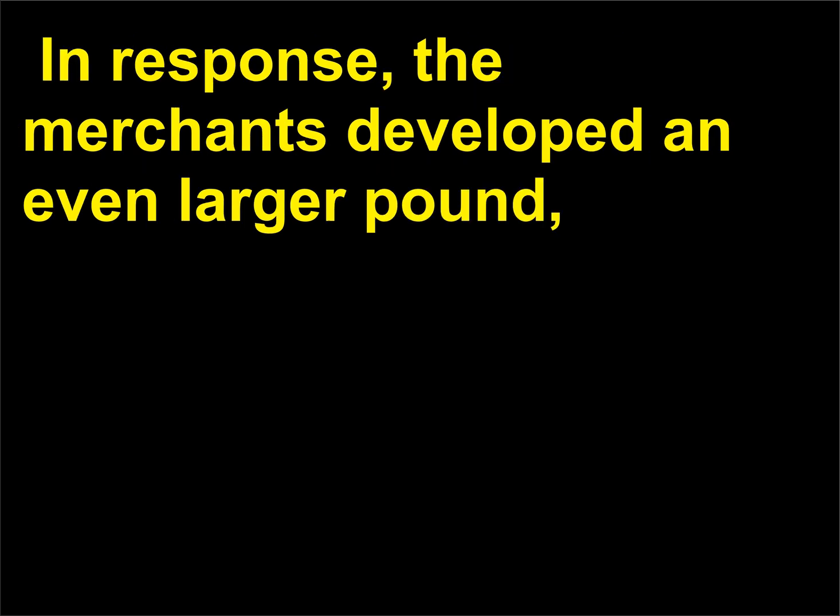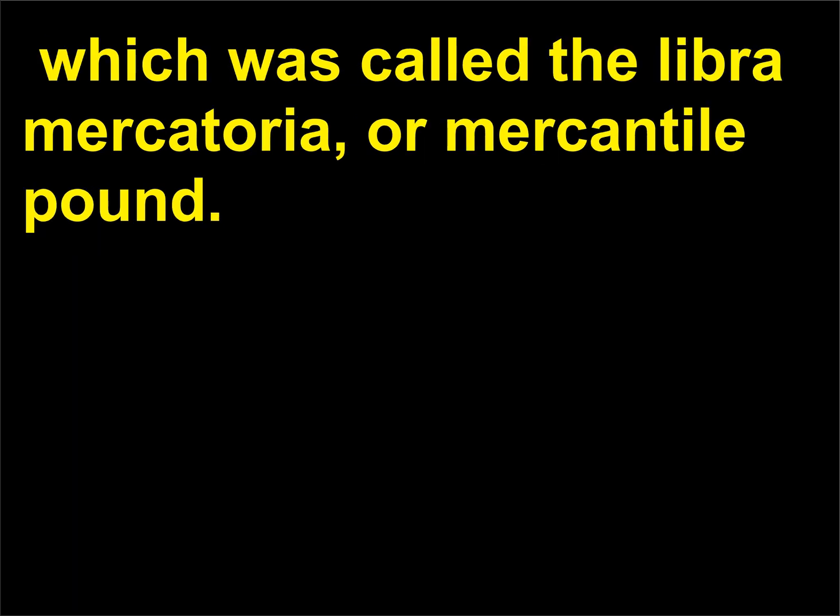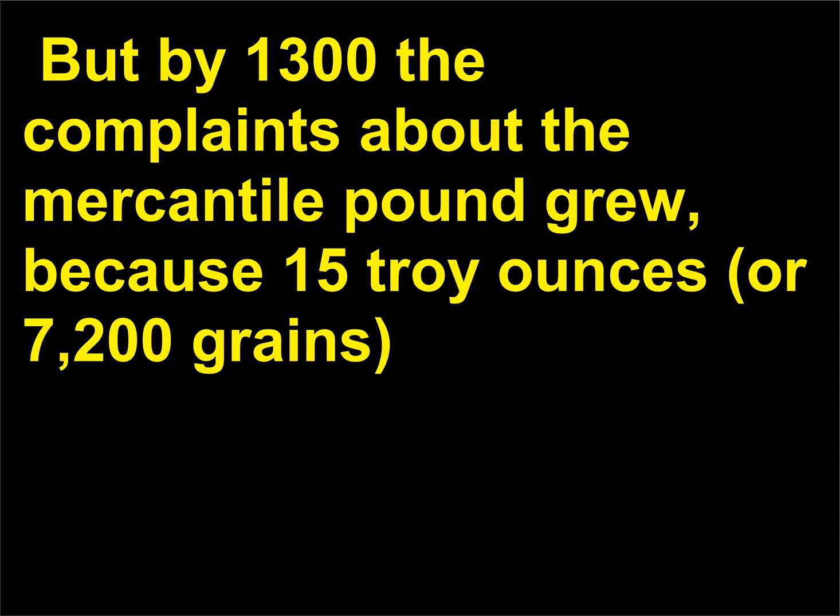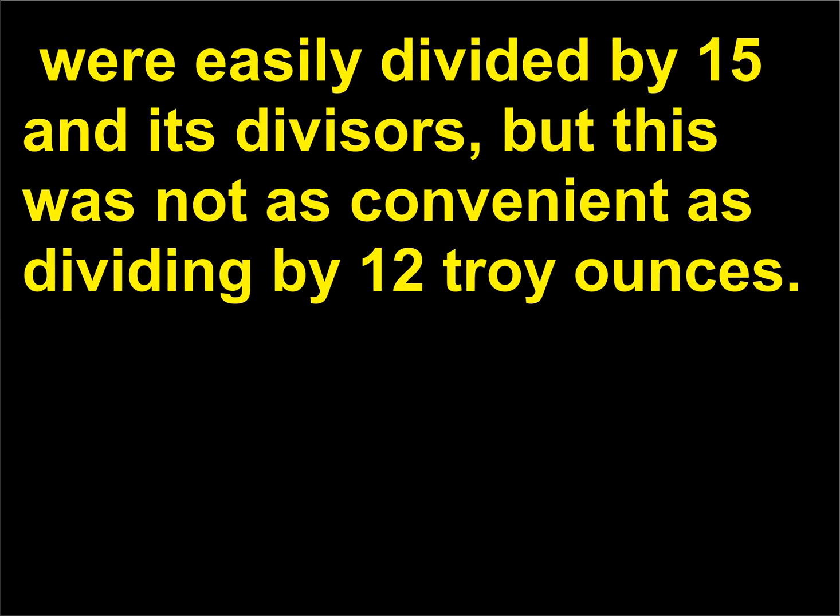In response, the merchants developed an even larger pound, which was called the libra mercatoria, or mercantile pound. But by 1300 the complaints about the mercantile pound grew, because 15 troy ounces, or 7,200 grains, were easily divided by 15 and its divisors, but this was not as convenient as dividing by 12 troy ounces.